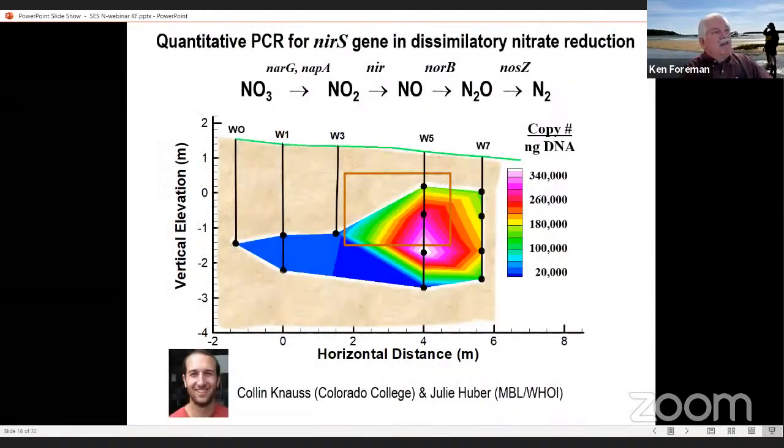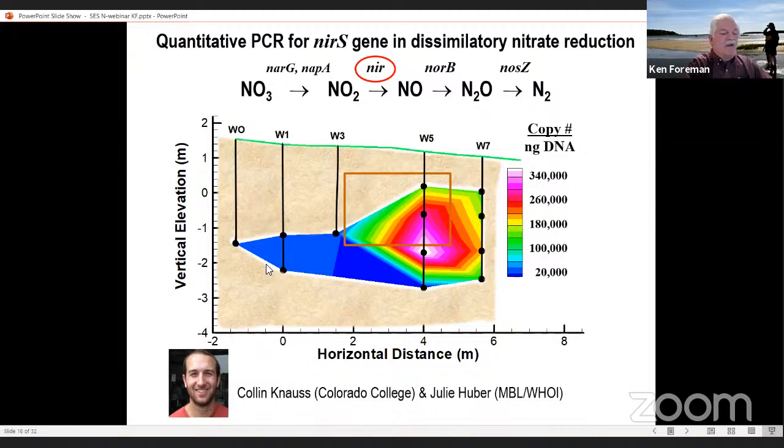Now, we also had a student interested in the genes responsible for nitrate reduction. Dissimilatory denitrification involves a number of biochemical steps, one of which, conversion of nitrite to NO, is catalyzed by the NIR gene. And Colin Knaus decided to look at whether the NIR-S gene was more prevalent in the region of the barrier versus up gradient from the barrier. So he collected groundwater from each of these nodes again, and then looked at copy number compared to nanograms of total DNA present. You can see that there's a tremendous hotspot in the region up of the barrier itself and just slightly down gradient from the barrier.